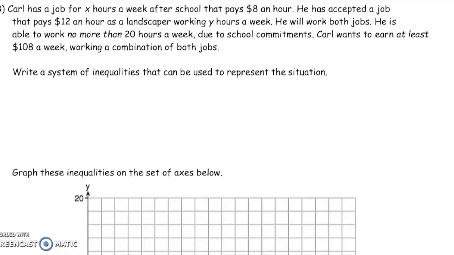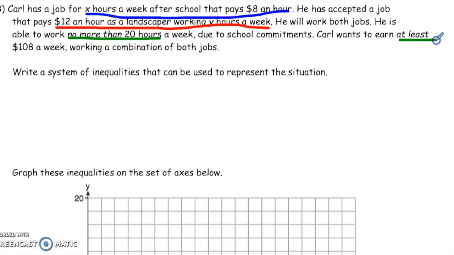All right, next question. Carl has a job for X hours a week after school that pays $8 an hour. He's accepted a job that pays $12 an hour as a landscaper working Y hours per week. He will work both jobs. He is able to work no more than 20 hours a week, and he wants to earn at least $108 a week, working a combination of both jobs. Write a system of inequalities that can be used to represent the situation.